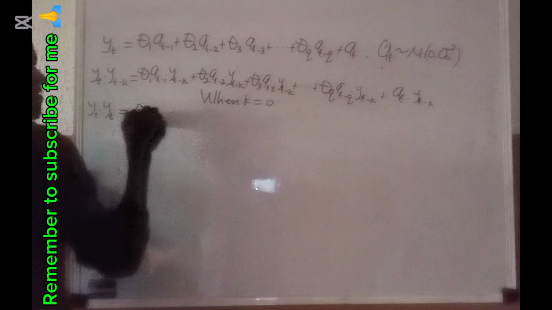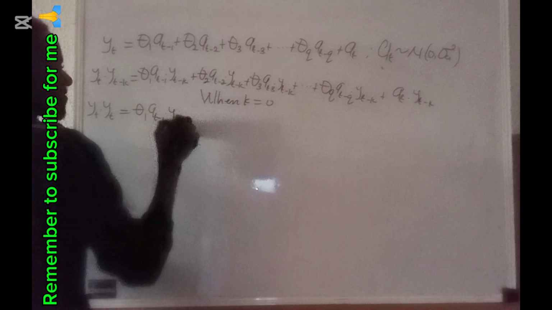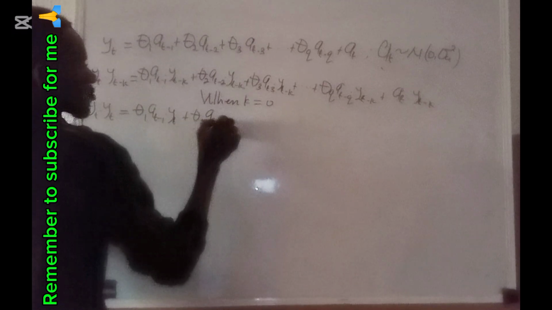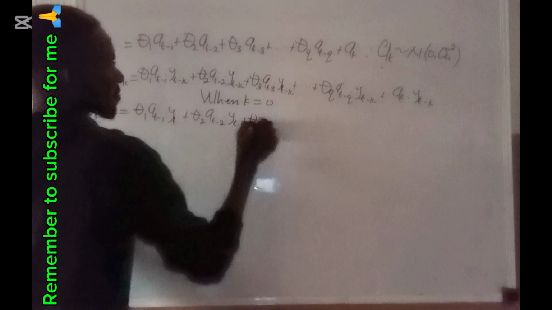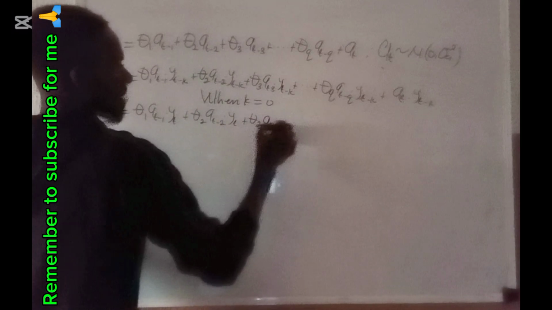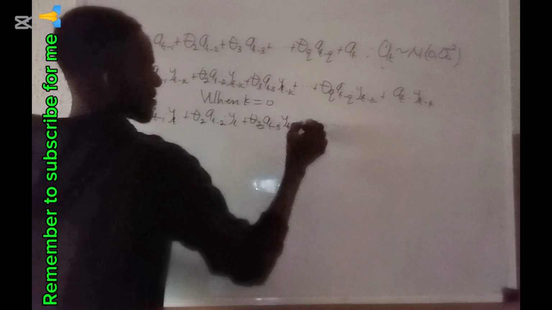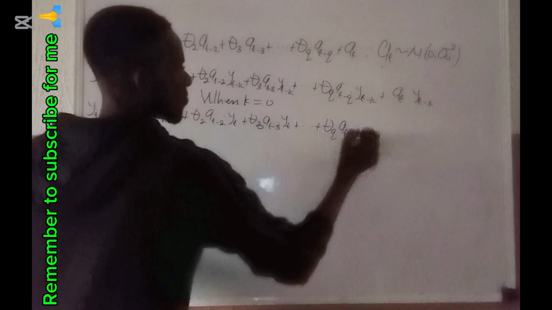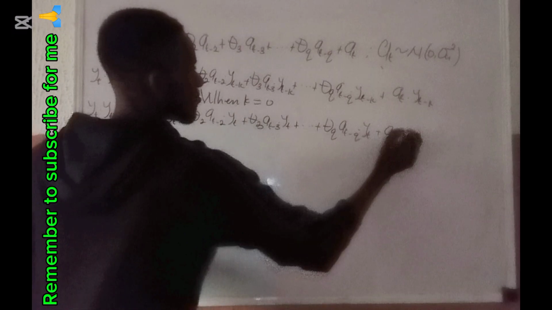This is equal to what? Theta 1, we have a of t minus 1 multiplied by y of t, plus theta 2, a of t minus 2 multiplied by y of t, plus theta 3, a of t minus 3 multiplied by y of t, plus theta q, a of t minus q multiplied by y of t. Then plus a of t multiplied by y of t.